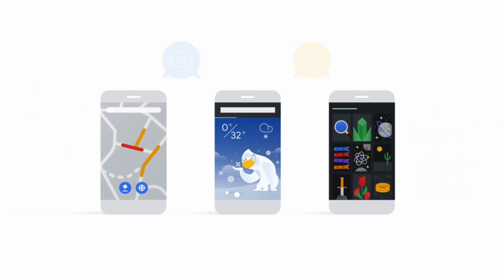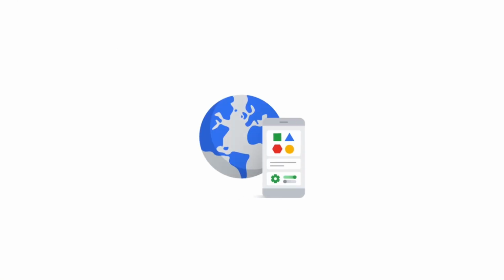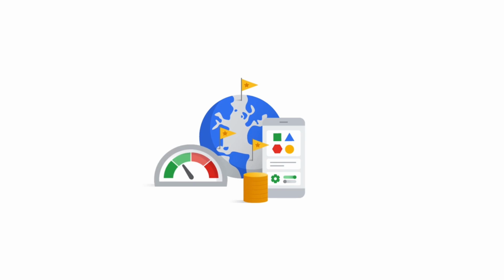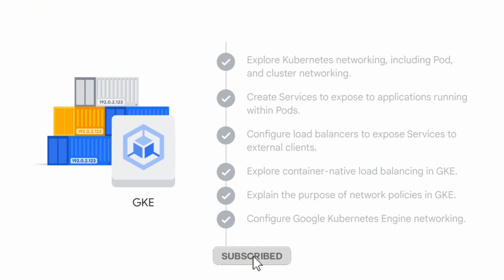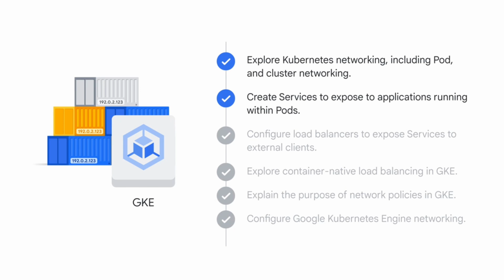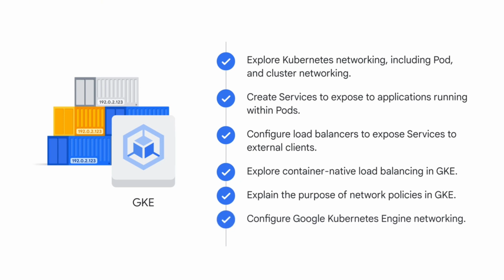When you design an application, it's important to understand what other types of applications it'll talk to and where they can be located. This means it's also important to consider how to expose them to the outside world for consumption and how to balance incoming traffic to cope with varying workload demands. In this section of the course titled Google Kubernetes Engine Networking, you'll explore Kubernetes networking, including pod and cluster networking, create services to expose to applications running within pods, configure load balancers to expose services to external clients, explore container-native load balancing in GKE, explain the purpose of network policies in GKE, and configure Google Kubernetes Engine networking.